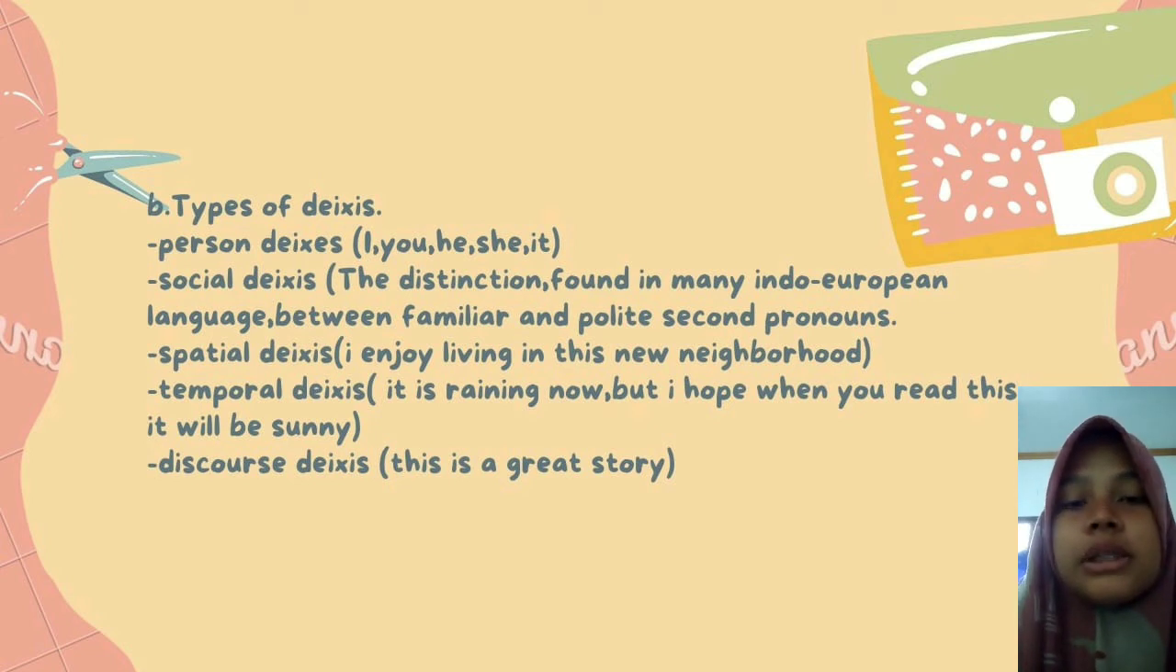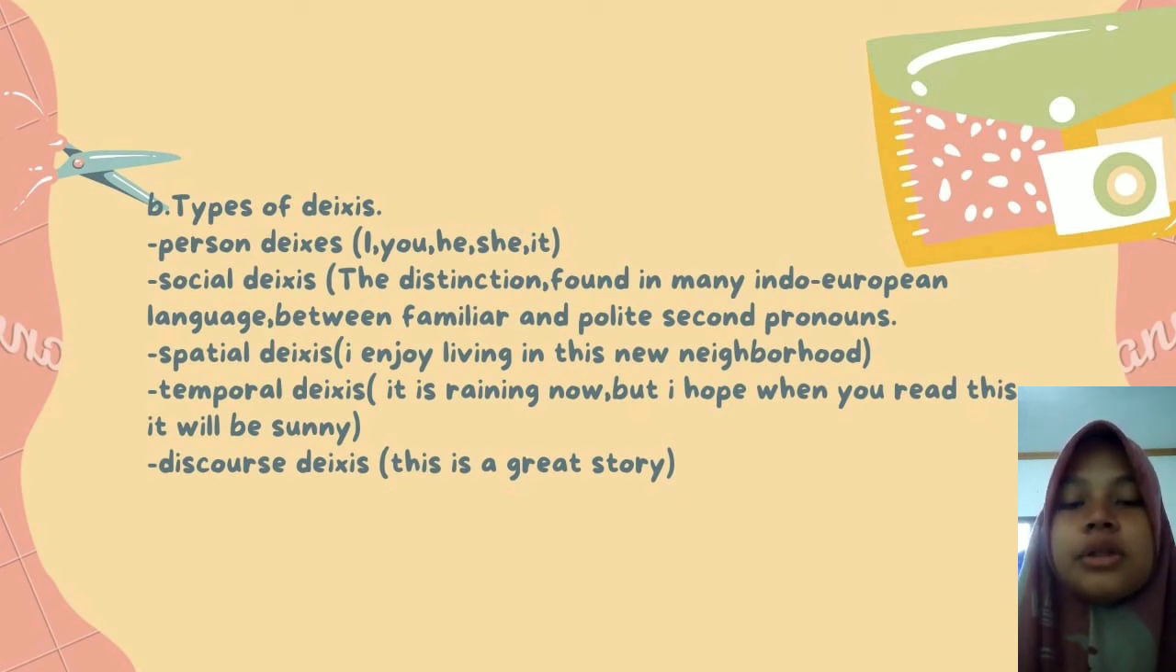The first one is person Deixis. Person Deixis basically operates on the three-part divisions, exemplified by the pronouns for the first person or speaker like I. The next one is second person or the addressee like you, and the third person or the other participants like he, she, and it. Example: you can never tell that secret to them. You is the second person or the addressee, and them is the third person or the other participants.